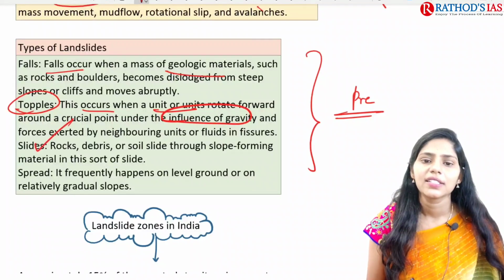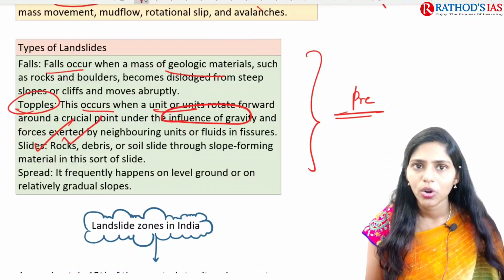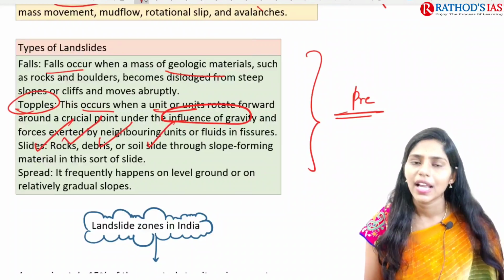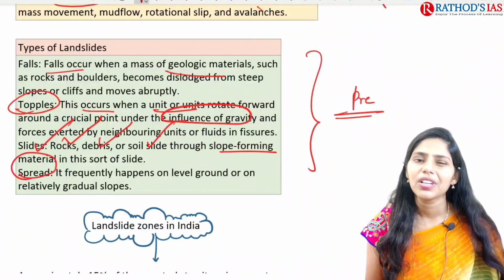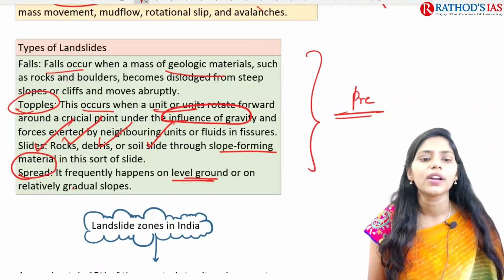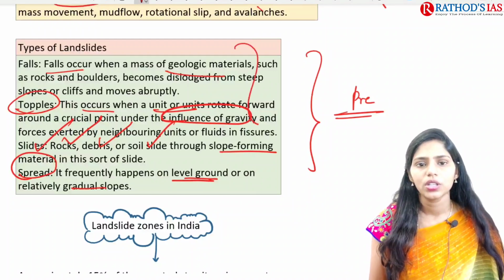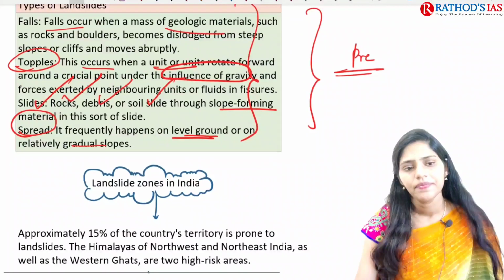And next one is slides. So slides means nothing but rocks, debris or soil slides through slope forming materials. And spread means it is frequently happening on level ground or relatively gradual slopes. So these are the different types of landslides.